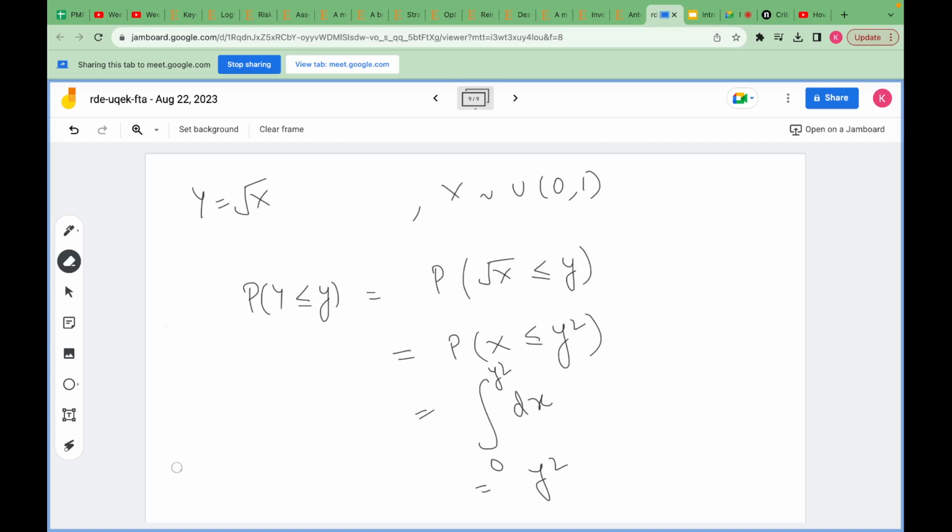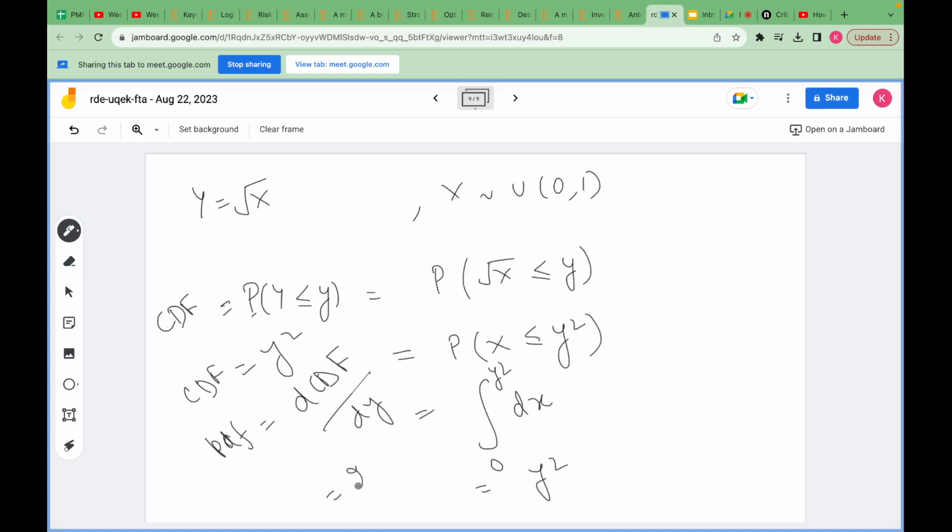The probability that Y is less than or equal to y, this is the CDF. CDF is y square. So the probability density function is given as the differentiation of the CDF, which is nothing but 2y when y ranges from 0 to 1. So f of y is given as 2y when y is ranging from 0 to 1, and 0 otherwise.